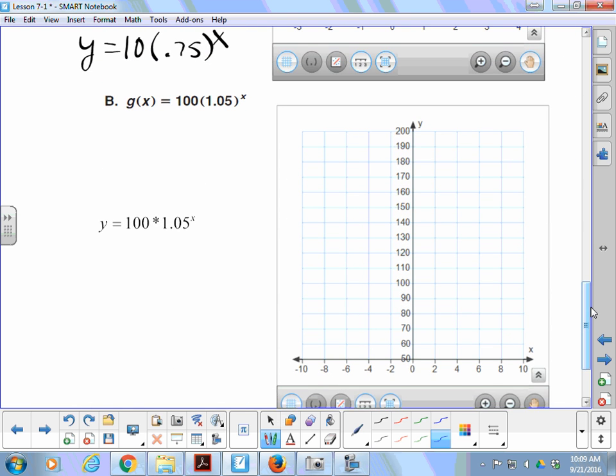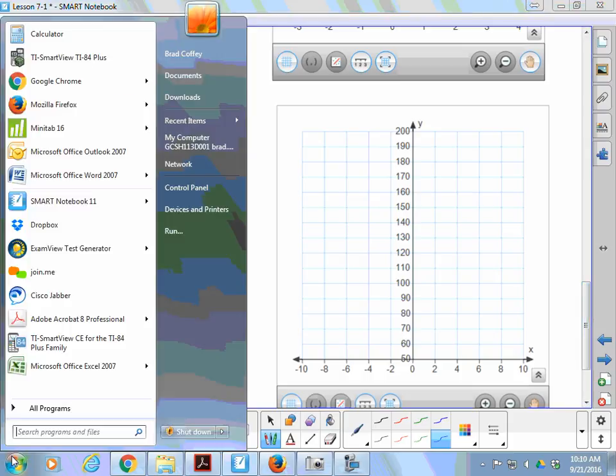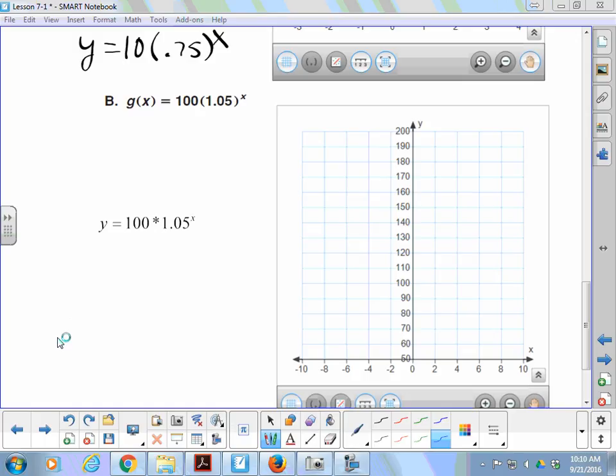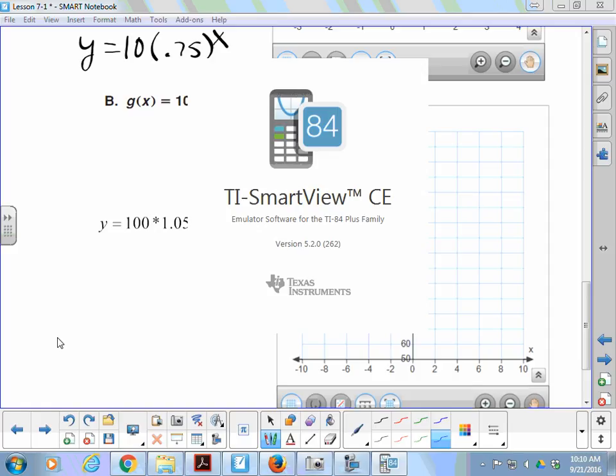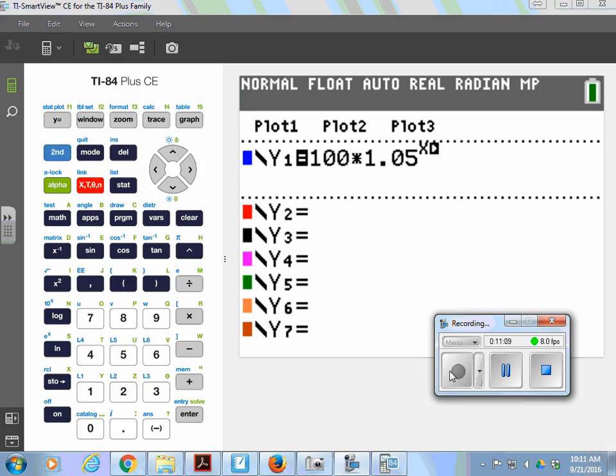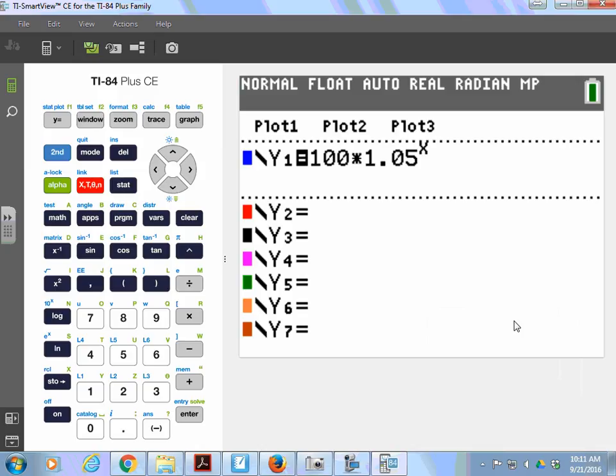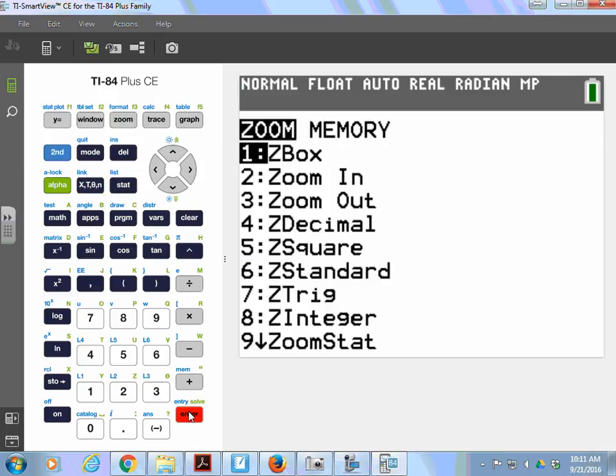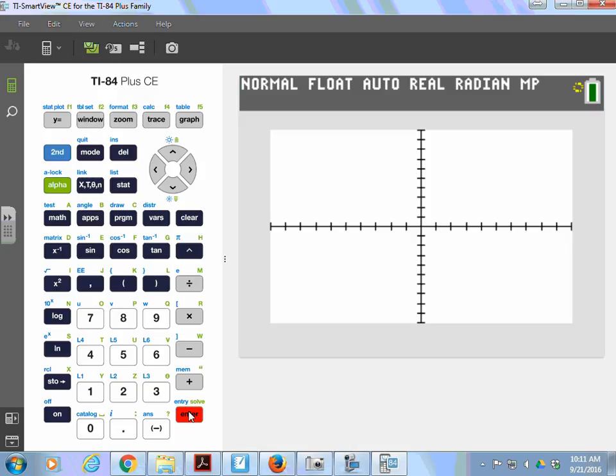So go ahead and put this one in your y equals, g of x equals 100 times 1.05 to the power of x. Put in our standard viewing window. And it's working, and I don't see anything. Why don't I see anything?